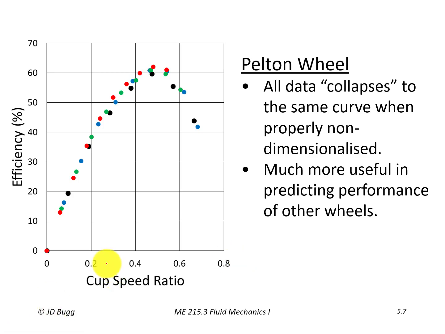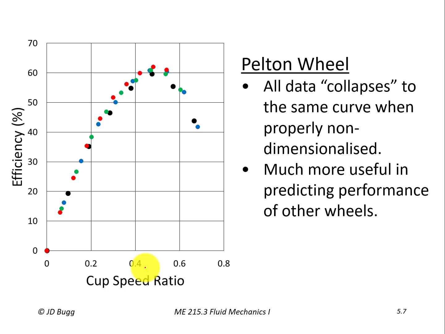In other words, when we've chosen the right representation of the rotational speed and the right representation of the power developed in a non-dimensional sense. So coming up with the expression for the efficiency and coming up with the cup speed ratio as being an important parameter, that's what dimensional analysis will do for us.